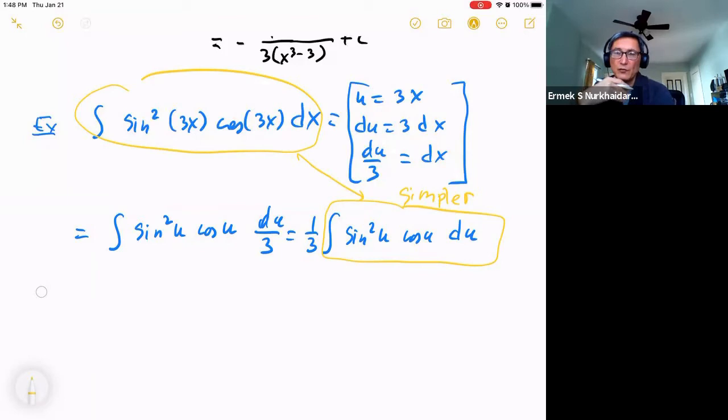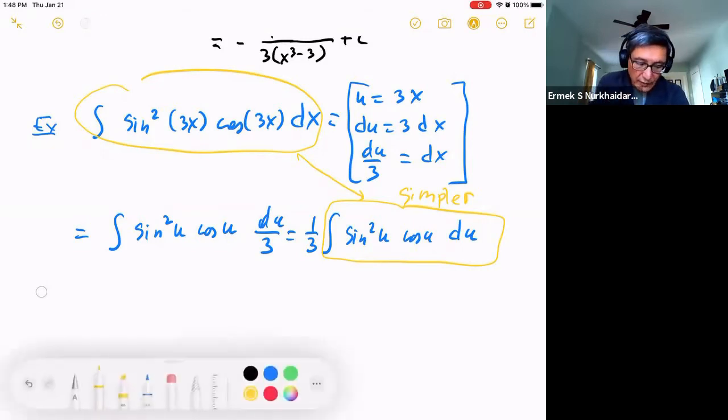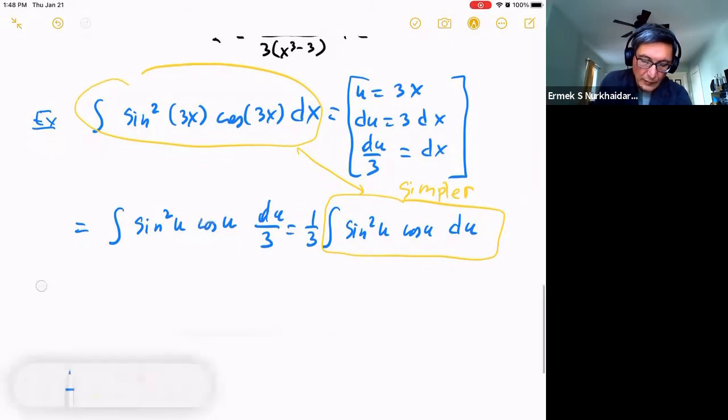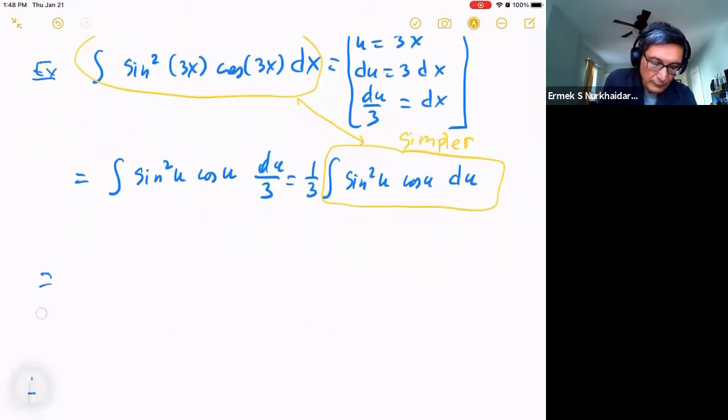So even though the substitution u equals 3x didn't give us the answer immediately, it led us to get rid of those pesky 3x's, which sometimes are in our way, okay? So we got a simpler one. So we're not done with it. So what we'll do is one more substitution.